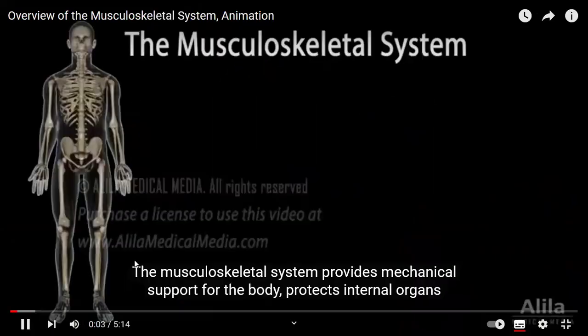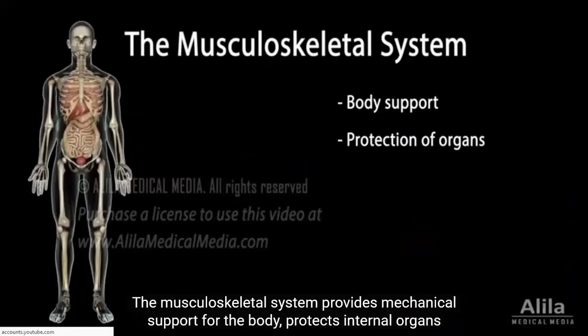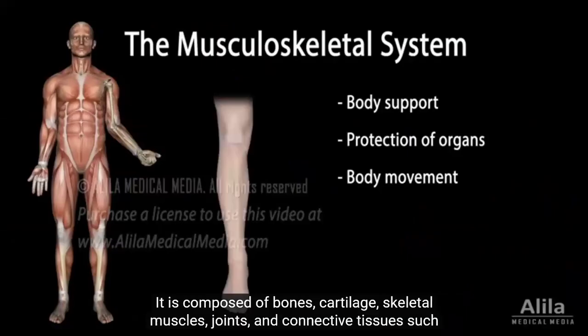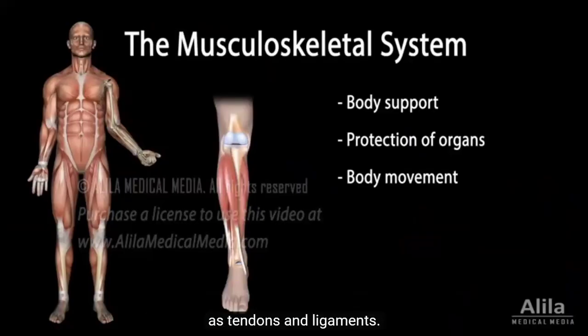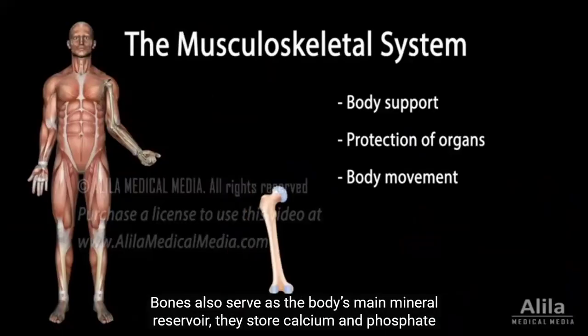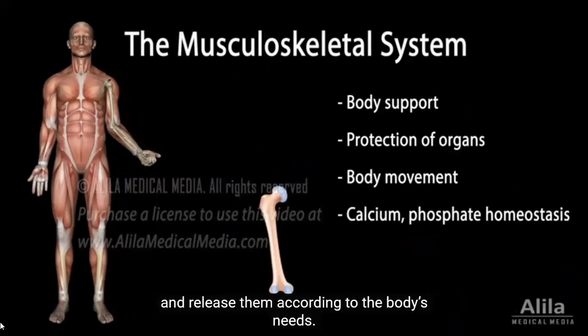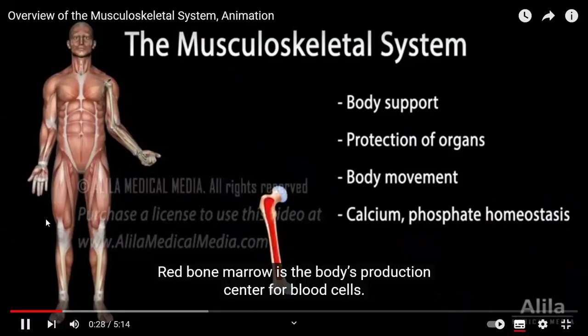The musculoskeletal system provides mechanical support for the body, protects internal organs, and permits movement. It is composed of bones, cartilage, skeletal muscles, joints, and connective tissues such as tendons and ligaments. Bones also serve as the body's main mineral reservoir. They store calcium and phosphate and release them according to the body's needs. Red bone marrow is the body's production center for blood cells.